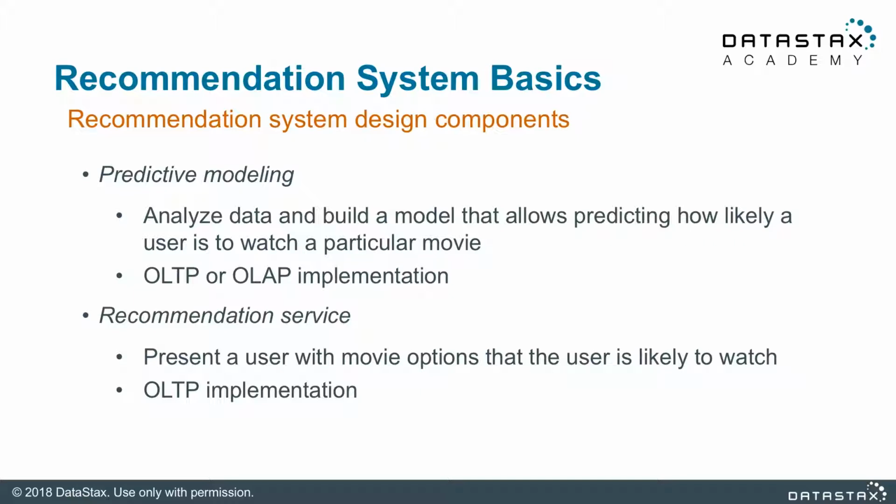At this point, this could be an OLTP or an OLAP implementation. In the second component, we'll look at the recommendation service, where we will present users with movie options that they're likely to enjoy. This will be an OLTP implementation.